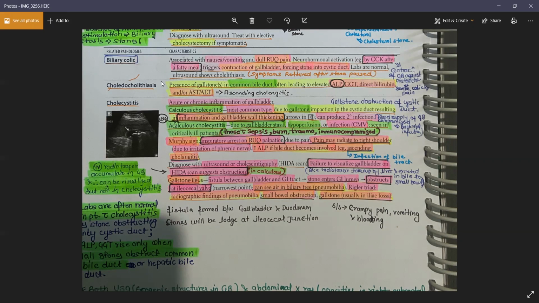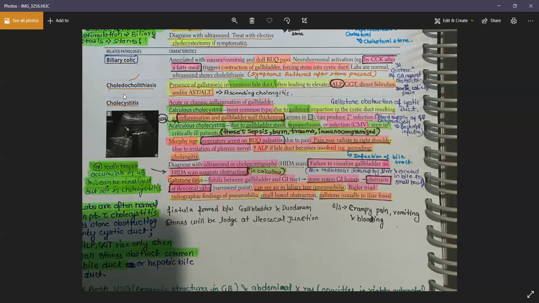Yes. And whenever you have a stone in the common bile duct, the patient can have a high level of these enzymes. In case of the cystic duct, these enzyme levels are normal. Otherwise, the symptoms would be the same. The patient can get right upper quadrant pain, nausea, vomiting, right? And this pain will generally happen after a fatty meal. Symptoms are the same. It's just the lab values which you will check.